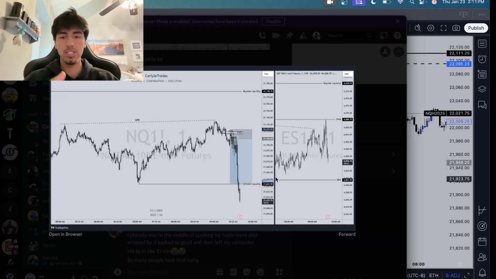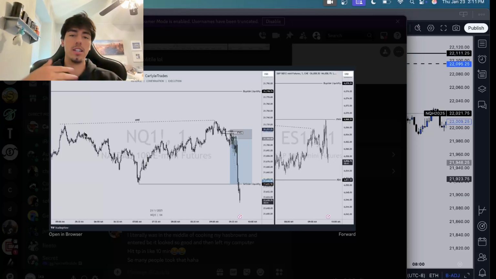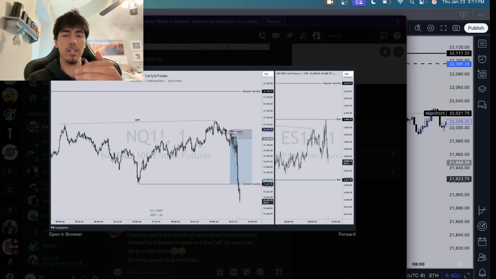This is a 1 minute screenshot. This is with SMT with NQ and ES. So NQ sweeps this high, but ES does not. So this is already bearish SMT. Then as you can see, we get the CISD off of these lows, and then tapping into this 1 minute fair value gap. That was his entry.